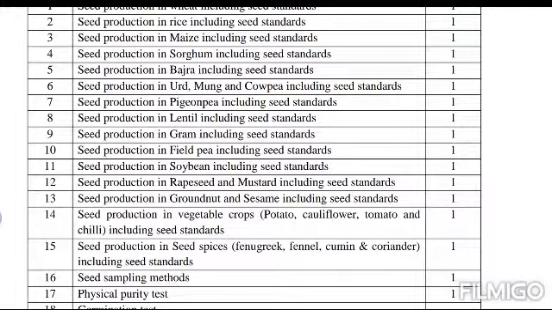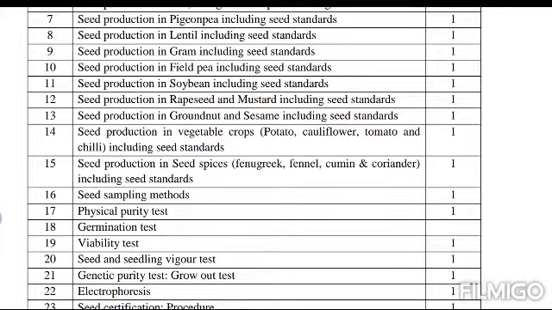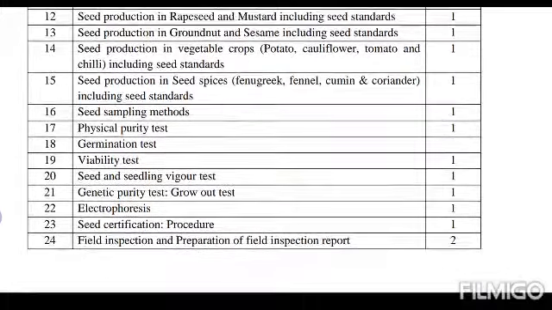moong, cowpea, pigeon pea, lentil, gram, field pea, soybean, rapeseed and mustard, groundnut and sesame. Then seed production in vegetable crops like potato, cauliflower, tomato, chili. Then in fenugreek, fennel, cumin, coriander.